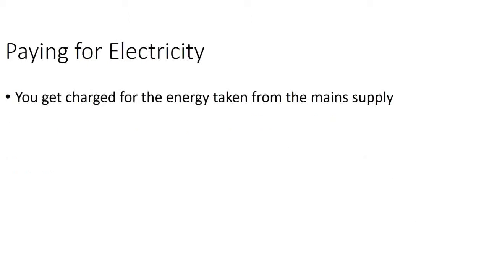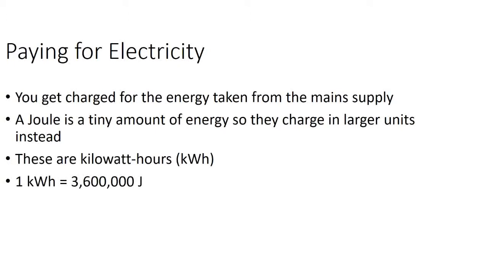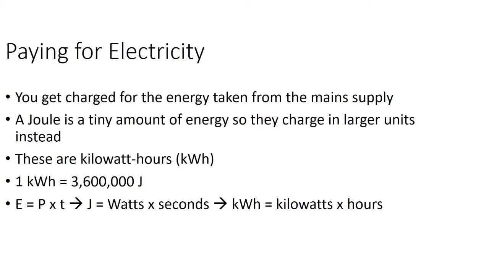You get charged for the energy you take from the main supply. A joule is a tiny amount of energy, so they charge in larger units instead. These are kilowatt hours. 1 kilowatt hour is 3.6 million joules. Energy equals power times time. Joules equals watts times seconds, so kilowatt hours equals kilowatts times hours.